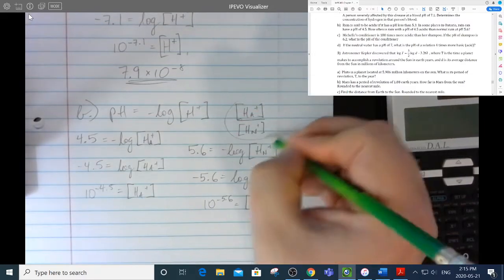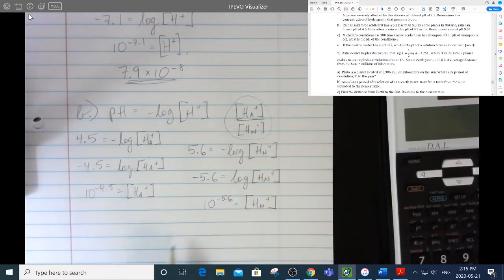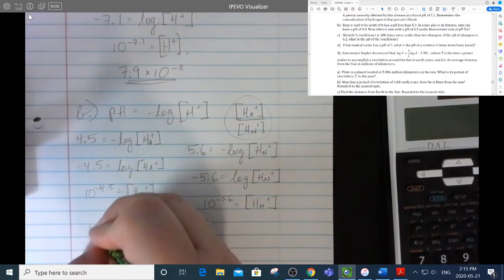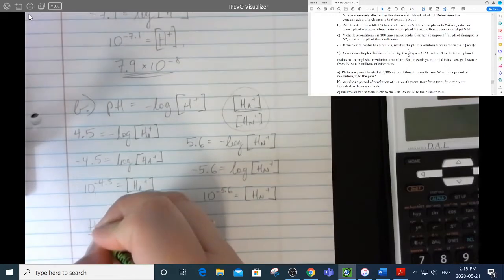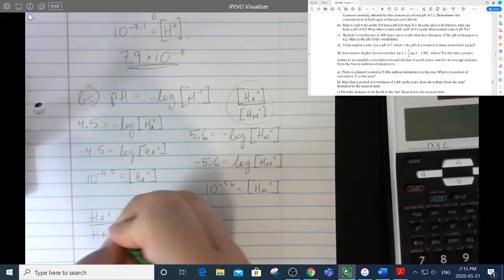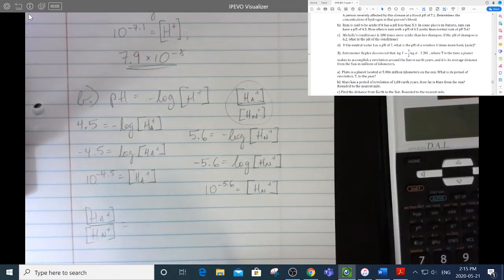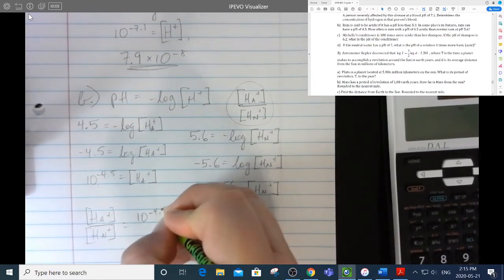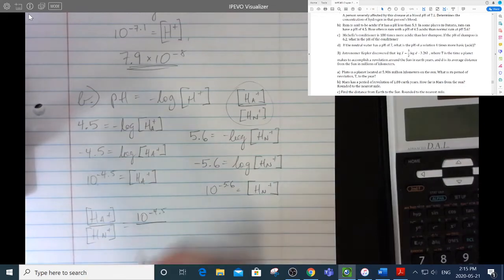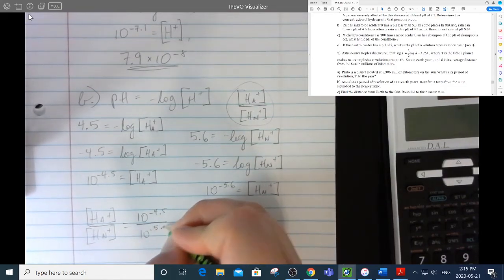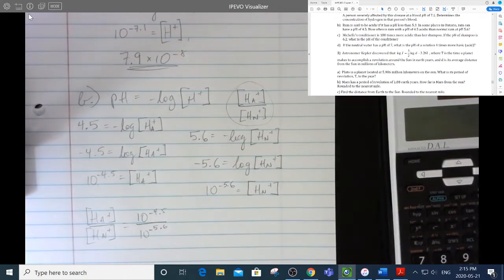So what I want for my answer is I want this as a ratio. So I want this number over that number. So HA over, can you still see that? Over HN, and those are both concentrations, is equal to 10 to the negative 4.5 divided by 10 to the negative 5.6. Okay, so there's my two numbers.